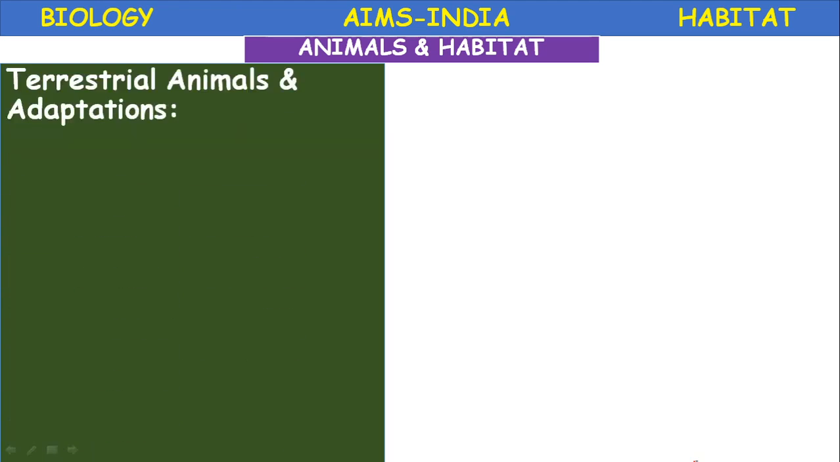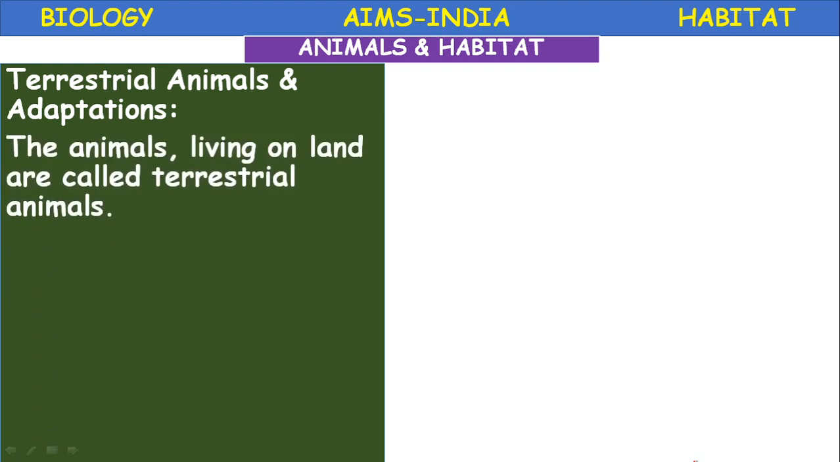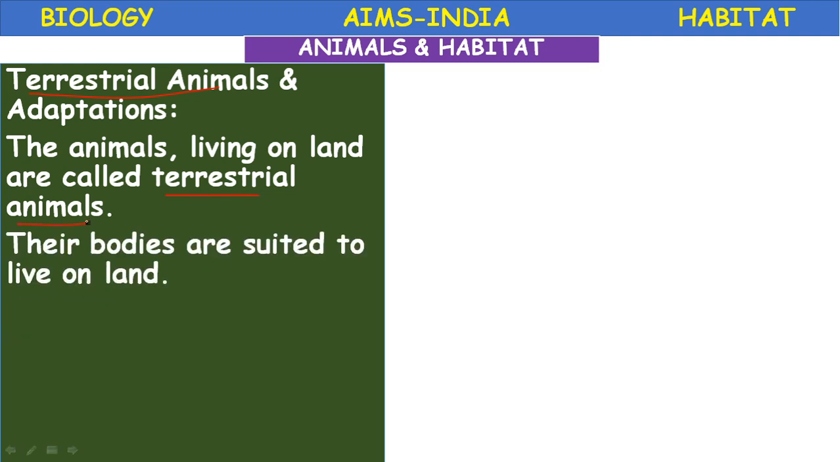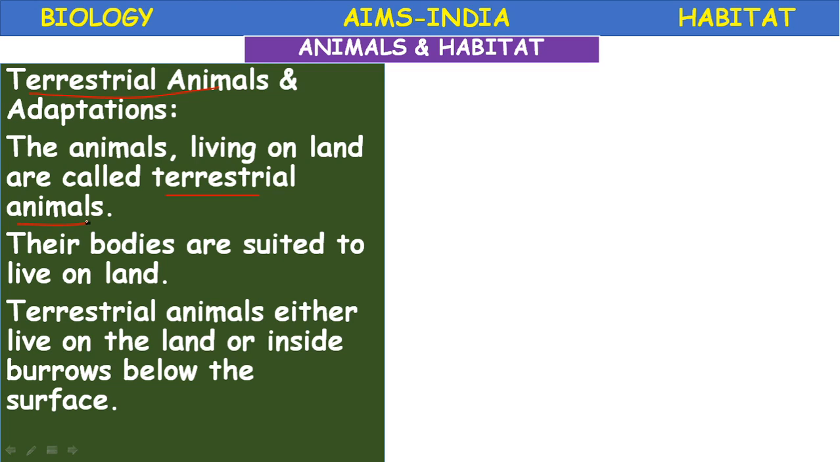Animals and habitat. Terrestrial animals and adaptations. The animals living on land are called terrestrial animals. What are terrestrial animals? Animals living on land are called terrestrial animals. Their bodies are well suited to live on land. The terrestrial animals either live on the land or inside burrows below the surface of the soil.